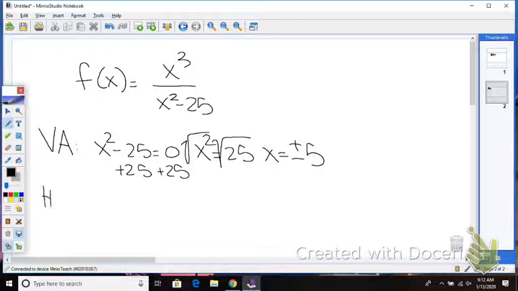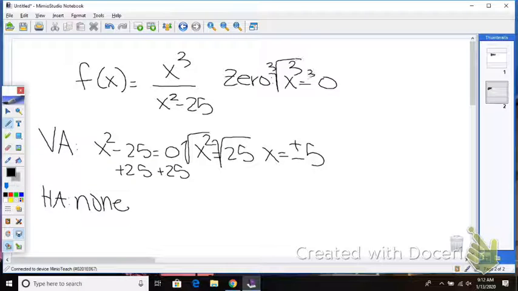Okay, horizontal asymptote. There is none because the 3 is bigger than the 2. Okay, there's no horizontal asymptote. And then your zeros, you're going to set the top part equal to 0, the numerator. So I've got x cubed equals 0, and I'm going to cube root it. So x is equal to 0.